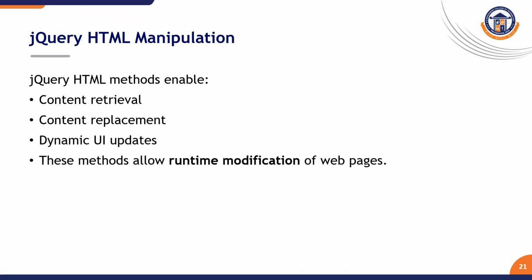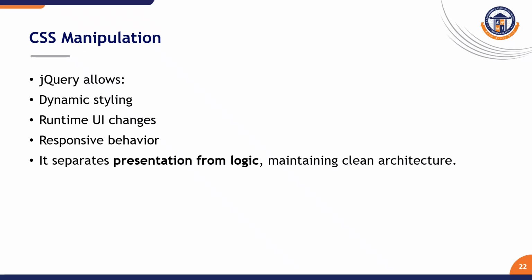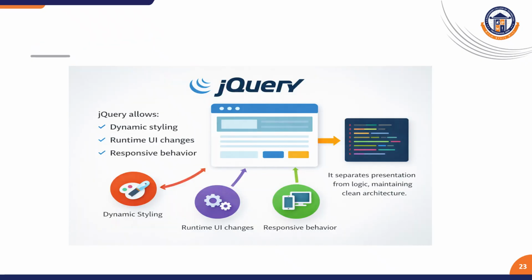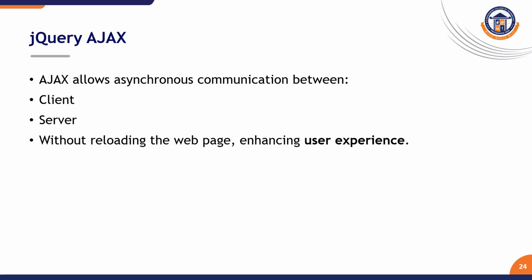jQuery HTML manipulation. jQuery HTML methods enable content retrieval, content replacement, and dynamic UI updates. These methods allow runtime modification of the web page. CSS manipulation. jQuery allows dynamic styling, runtime UI changes, and responsive behaviors. It separates presentation from logic, maintaining clean architecture.